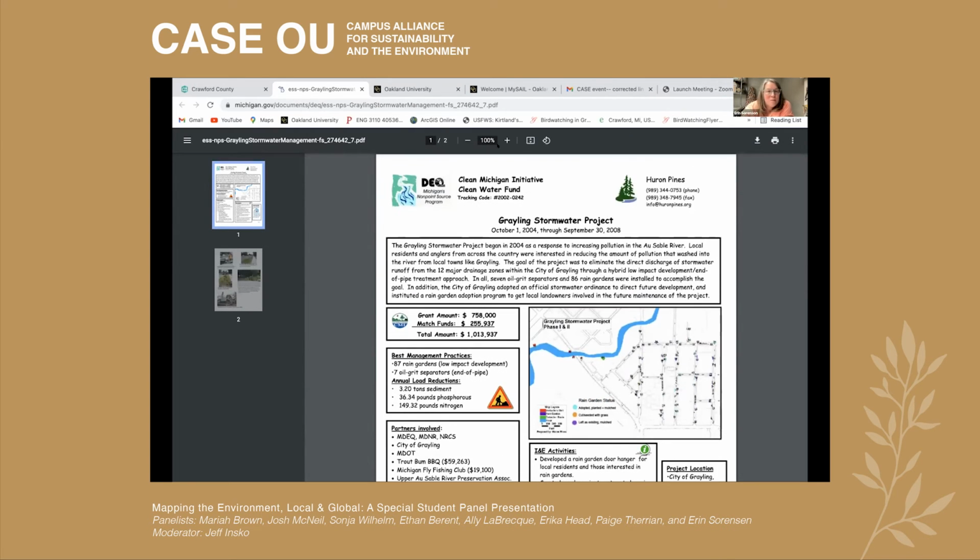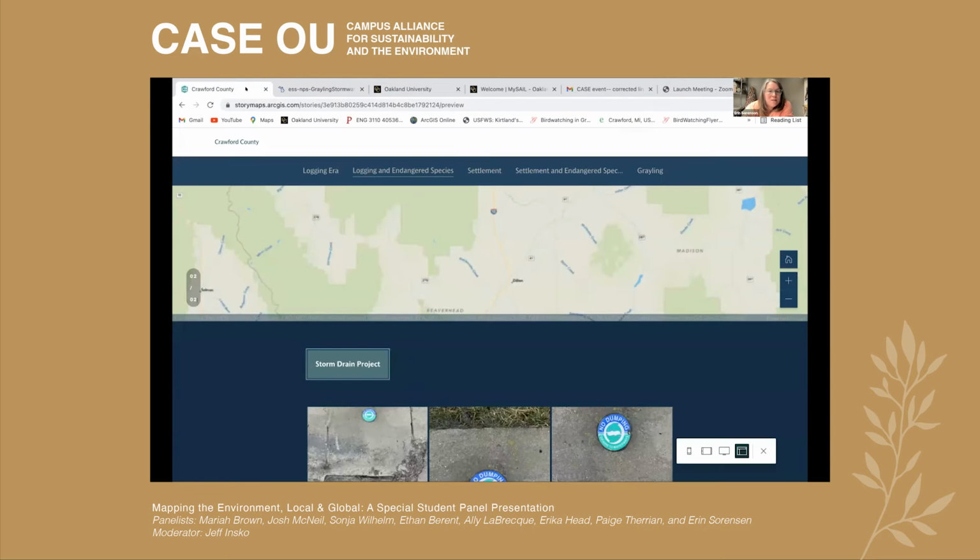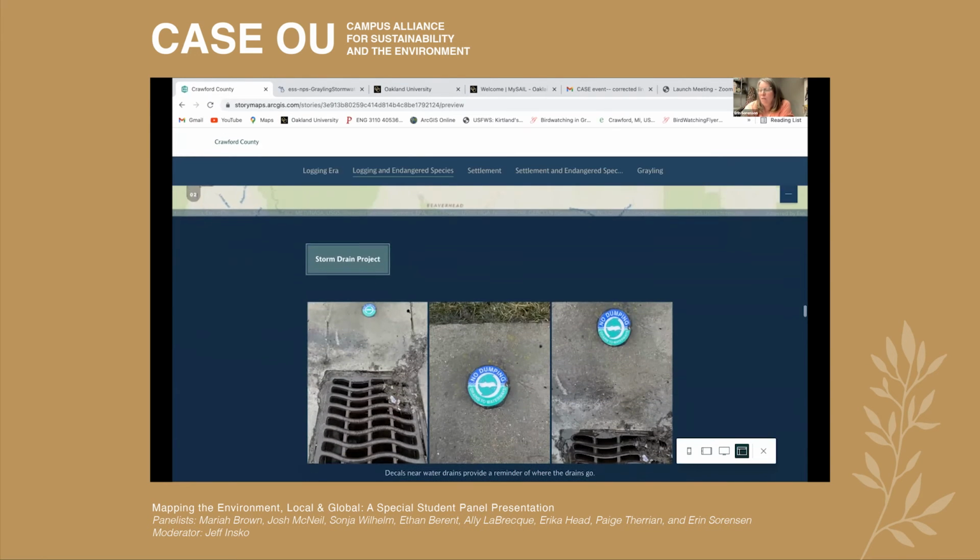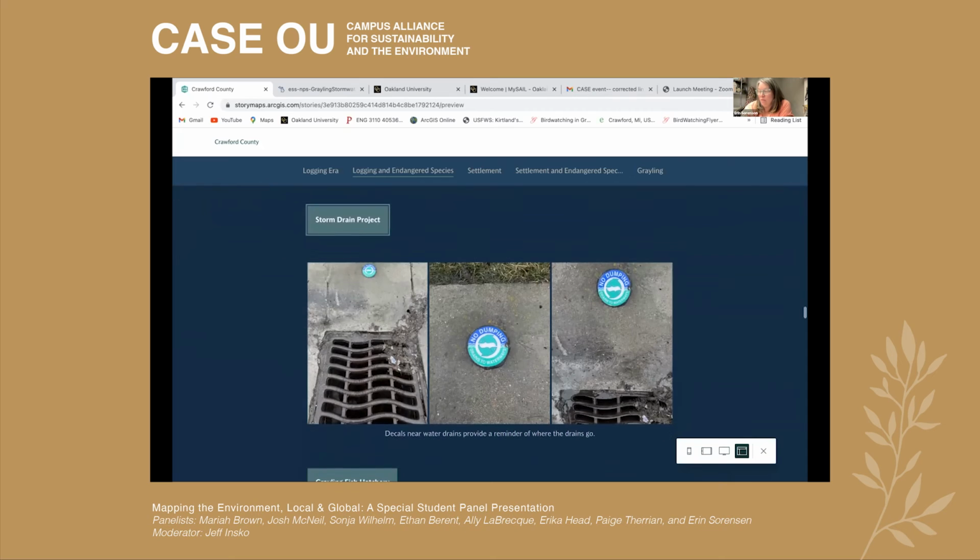And it just tells about it. Go back to this. And all through Grayling, you will find these decals in front of the storm drains. And it reminds us that our actions do affect more than just us. Our actions create a feedback loop. And reminders like these decals put us into that loop.